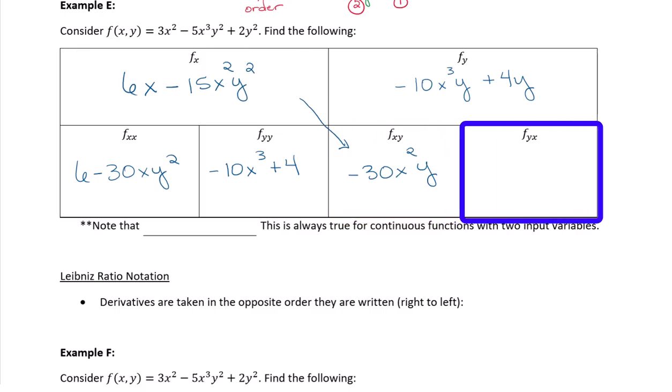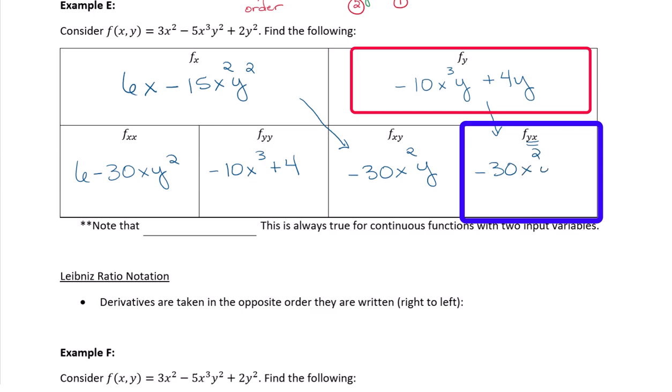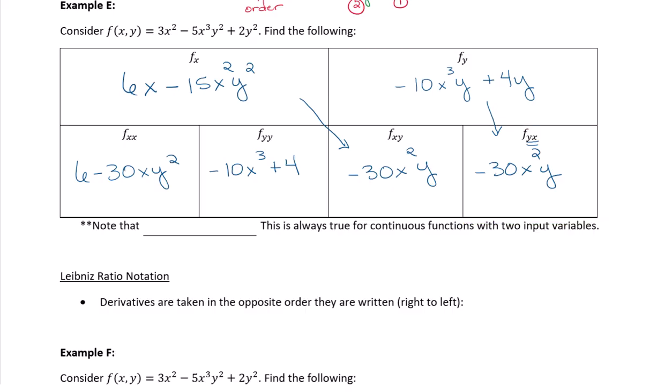With the last block, the first derivative is with y, so we're going to use this and now take the derivative with respect to x. So we would get a 30x squared y, and then the 4y becomes a 0. One of the things that you might notice is that the partial derivative xy and the second order partial derivative yx have the same output.